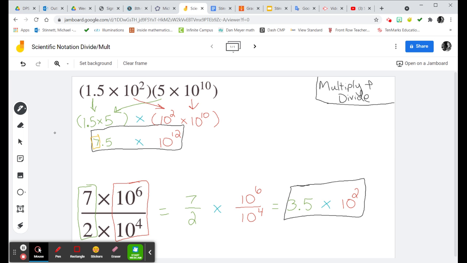And it is in scientific notation again because there's only one digit to the left of our decimal right here. All right, thanks.